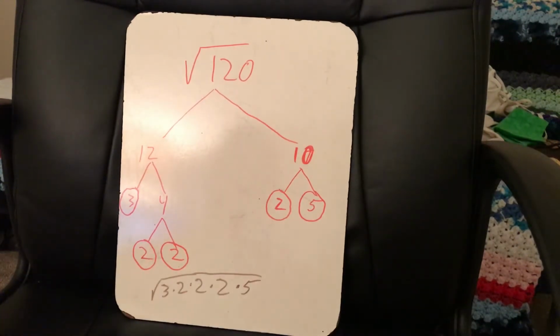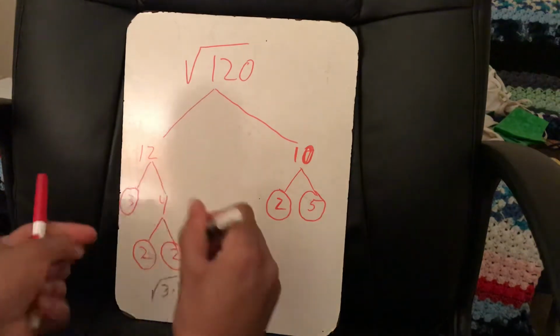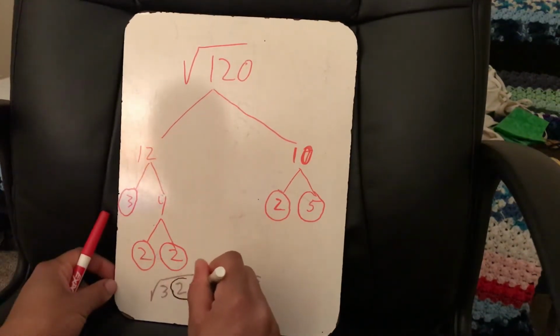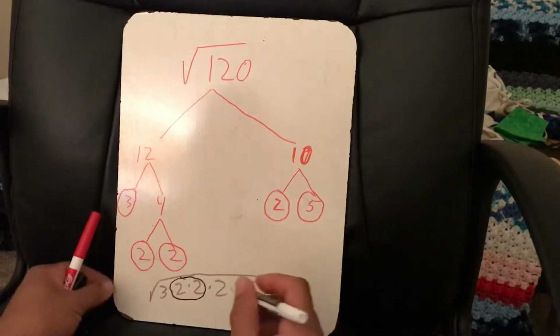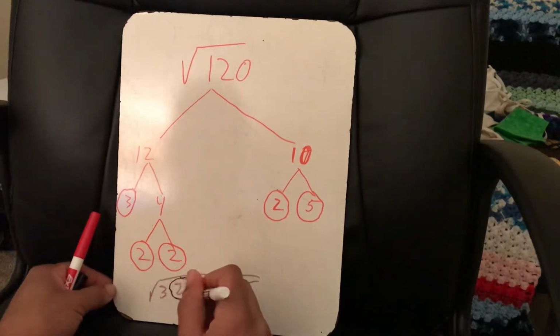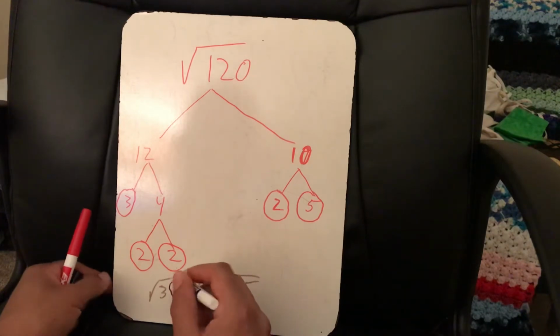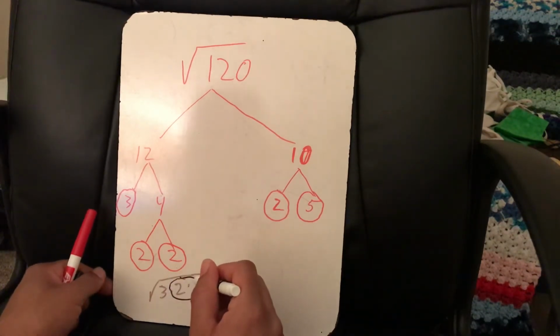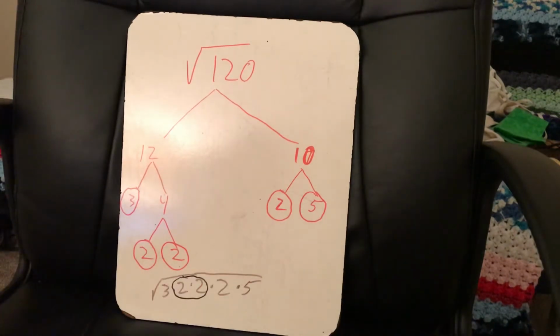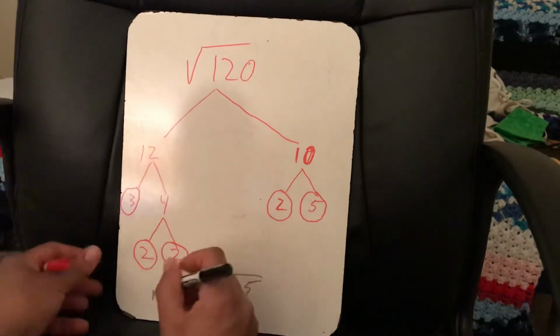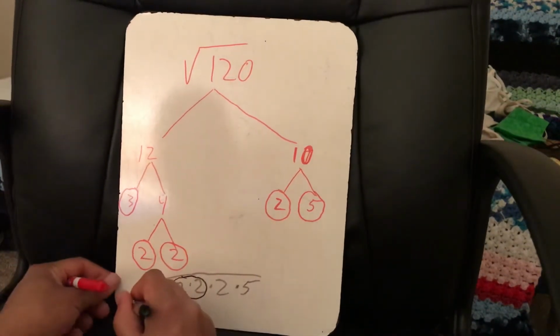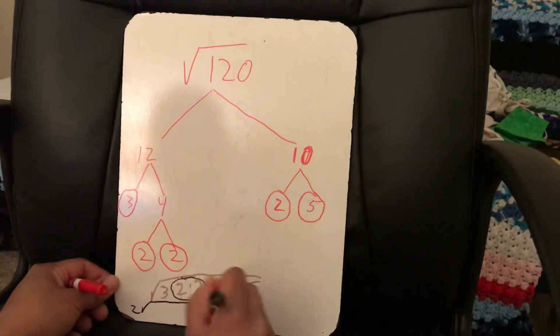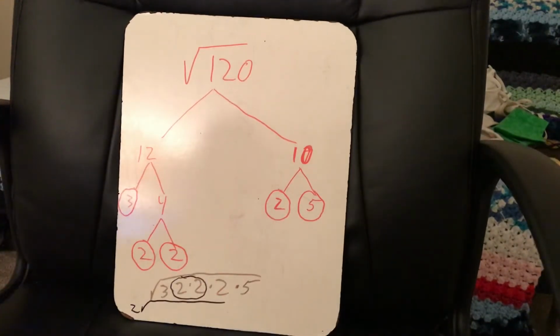All right. From here, we're going to pull out pairs. Like we did before, we're going to pull out pairs. So I have a pair of 2's right here, and I don't have any other pairs. And when I find a pair, I pull out one of them. The reason for this is that radical 2 times radical 2 is the same thing as 2. Or the square root of 2 times the square root of 2 gives you 2. So we're going to rewrite this again as 2 times radical, then I'll go back to brown.